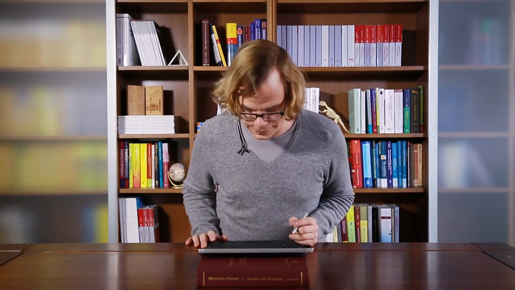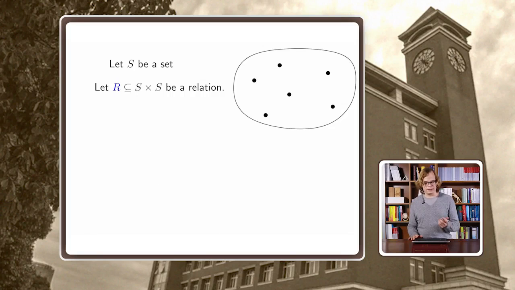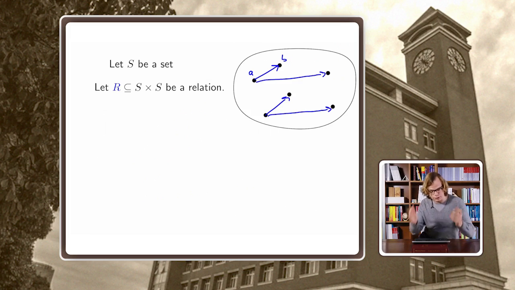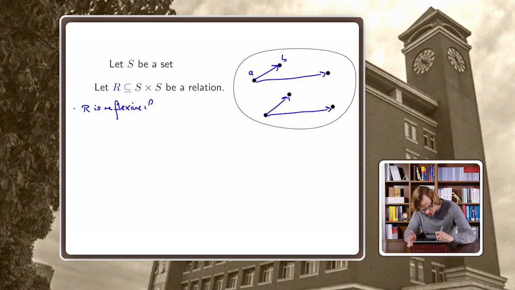Let's go. So you have a set, you have a relation on it. So for example, we could depict the relation by these little arrows. Let's say this just means (a, b) is in the relation and so on. And the relation can have certain properties. So for example, we say R is reflexive if (x, x) is in the relation for all x. So here it basically means we have these little self-loops around each vertex.